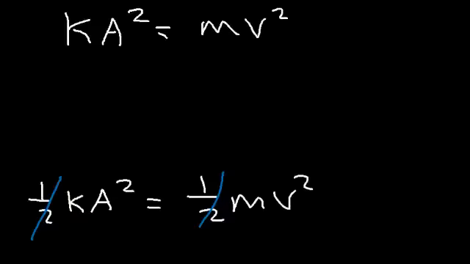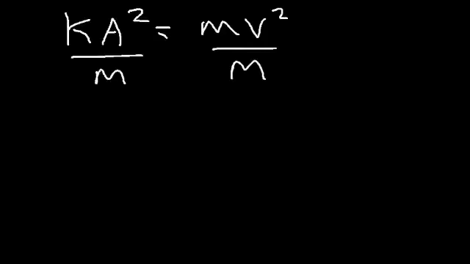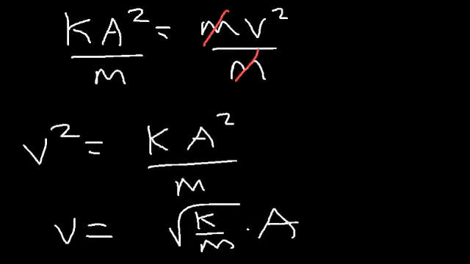To isolate v squared, we need to divide both sides by m. So v is equal to the square root of k divided by m times the amplitude A. So that's how you could find the maximum velocity if you ever need to.